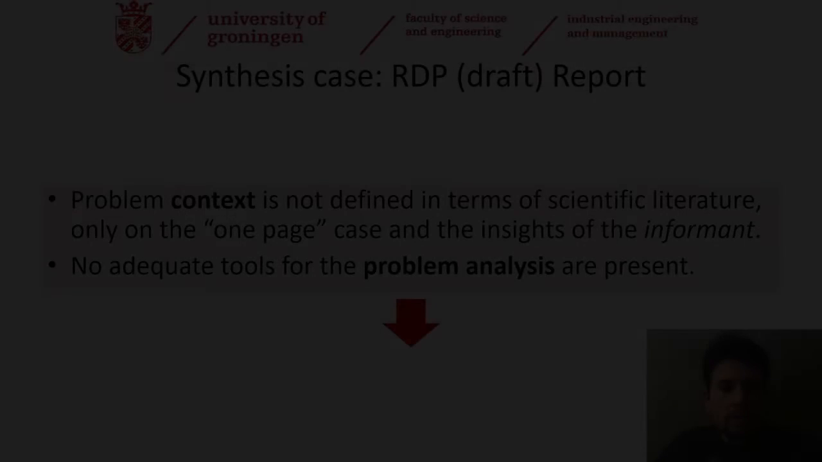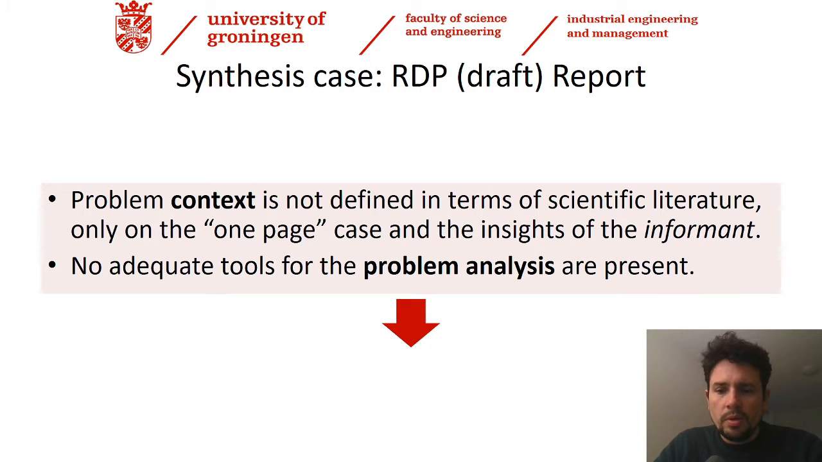When you take into account only the one-page document given to you, and only the meeting you had with the informant, certainly you will have an inadequate description of the problem context. The same happens with the problem analysis, when no key tools are provided to understand what is going on and to actually bring new insights from literature. The question is how other engineers and scientists have dealt with the same problem. What did they do? What is the nature of the system?